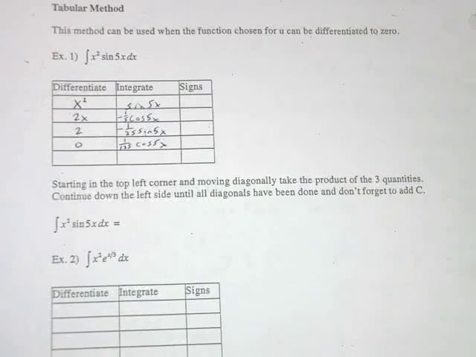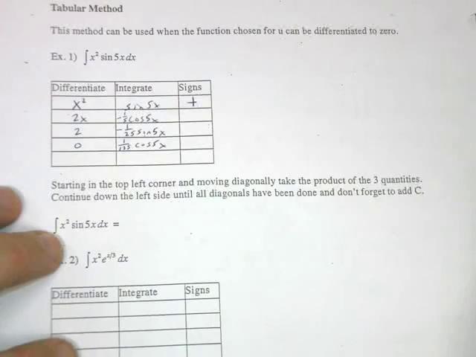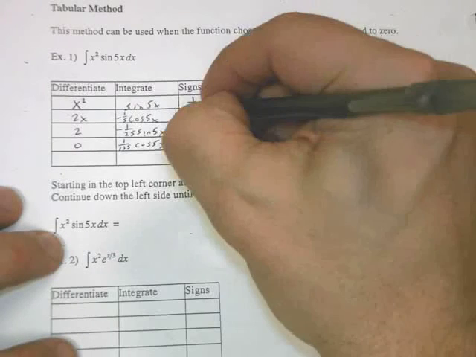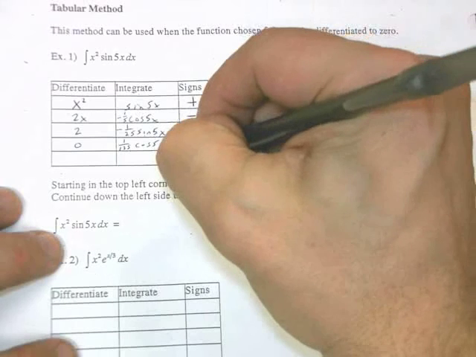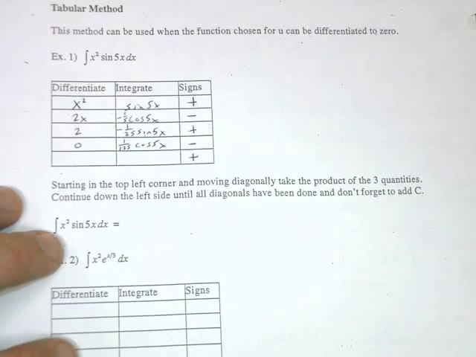Now for your signs column, you're going to always start with a plus, and then from there, you're just going to alternate. So I'm going to go minus, plus, minus. Now you always want to go one more sign than you differentiated or integrated. Okay? And then here's the answer.